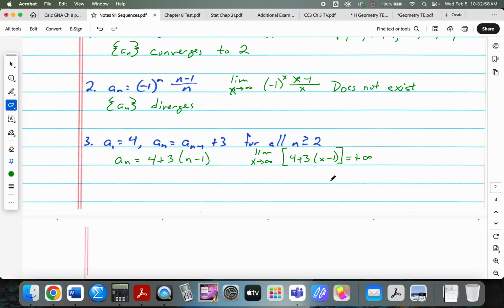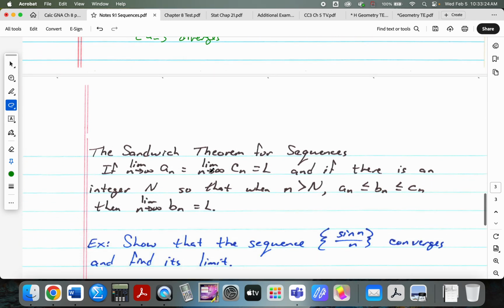So remember, when you say that the limit is infinity, you're saying the limit doesn't exist, right? But you're explaining why it doesn't exist. So my sequence a sub n diverges. It's never going to settle down to a particular value. Every time you get one value, you're going to add 3 to get to the next one. So it never settles down to a particular value. All right.